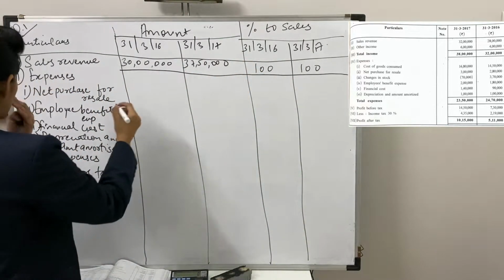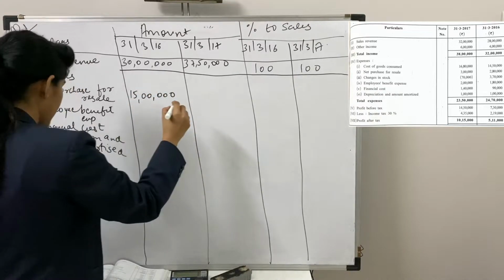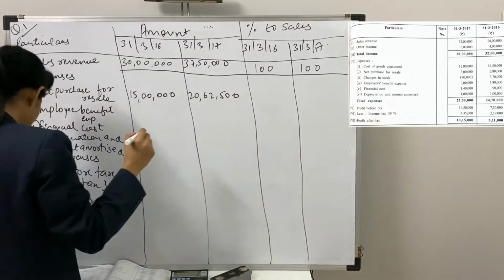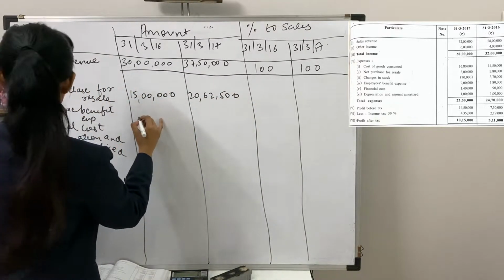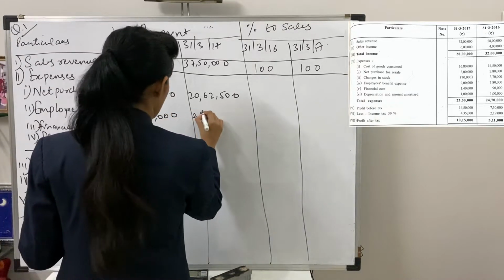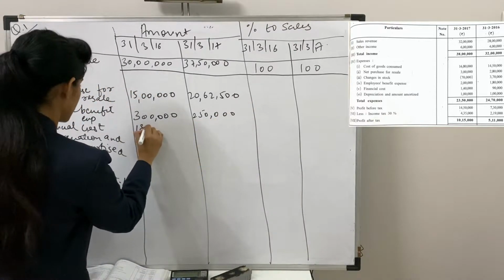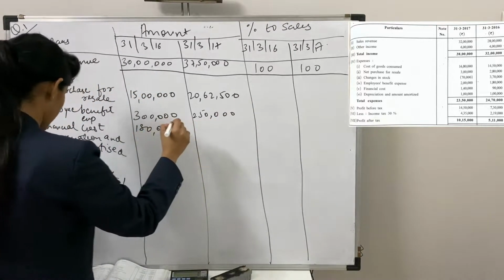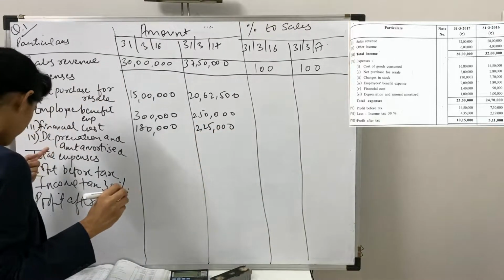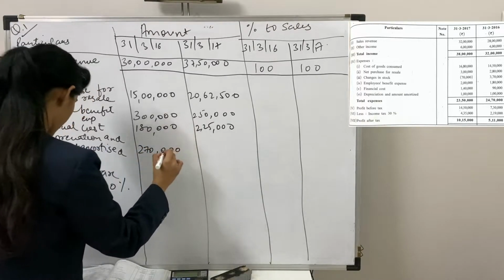Your expenses are: net purchase is 15 lakh. Then it is 20 lakh 62,500. Next is 3 lakh. Next is 2 lakh 50,000. Now coming to 1 lakh 80,000 and 2 lakh 25,000. Over here depreciation amount is given as 2 lakh 70,000 and 3 lakh.